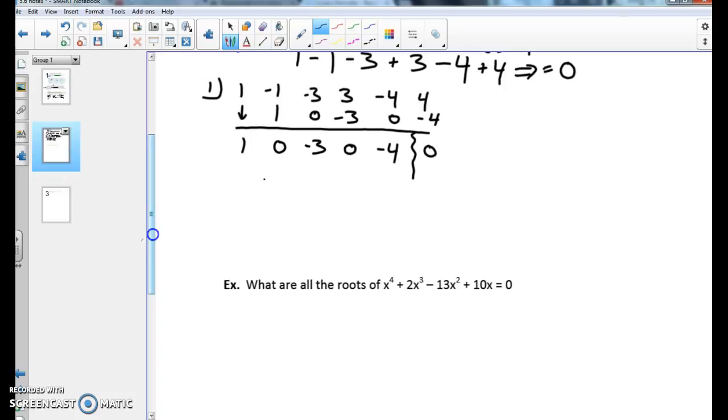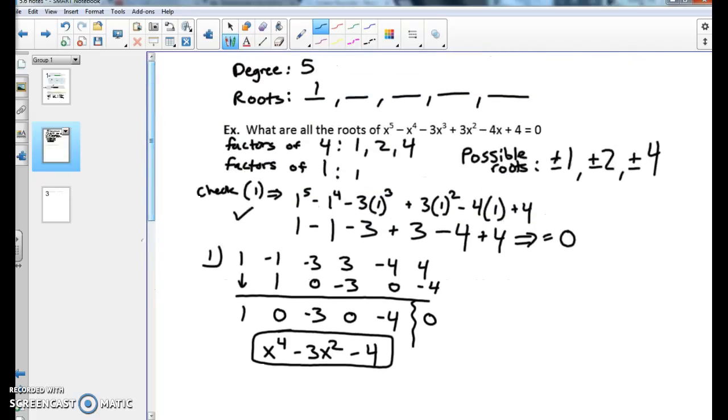So this answer should be x to the 4th plus 0x cubed. I'm just going to leave that out since it's 0. Minus 3x squared plus 0x. Again, I'm going to leave that out. And then minus 4. So here's our smaller polynomial now. And if you notice, that itself is degree 4, which is going to contain our remaining 4 roots, which should make sense.